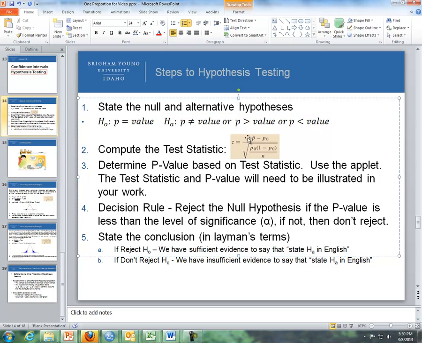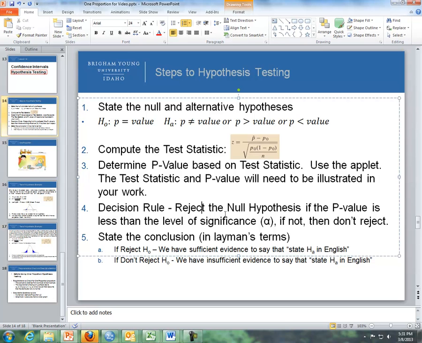Step 2 is calculate the test statistic, and here's the formula for it. It looks a little bit different than what's in the textbook. What I have here is that p naught is equal to the null hypothesis, whatever that proportion is. Step 3 is get the p-value. You can either use the applet or you can use an Excel tool to get the test statistic and the p-value. And we'll also ask you to calculate the test statistic and p-value, or to illustrate it or sketch it on your assignments.